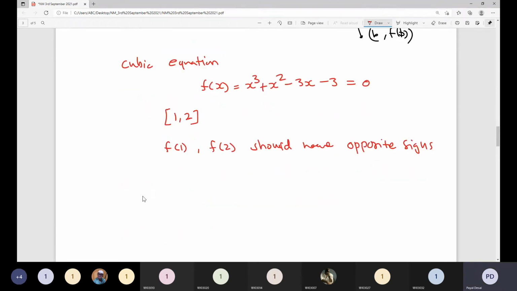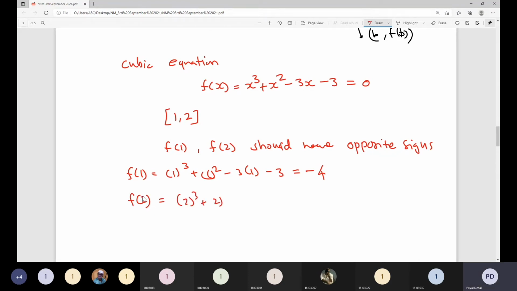So we evaluate this function: 1 cube plus 1 square minus 3 times 1 minus 3. What value are you getting here? Use the calculator. Which value are you getting? Ma'am, -4. -4, yes, very good. And then you evaluate f(2).